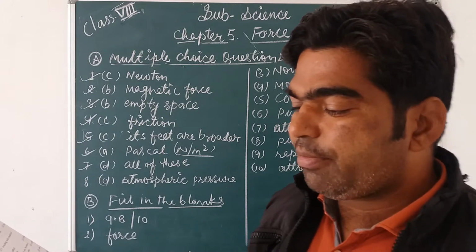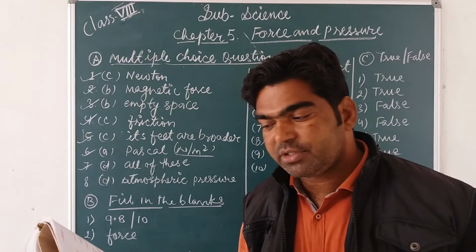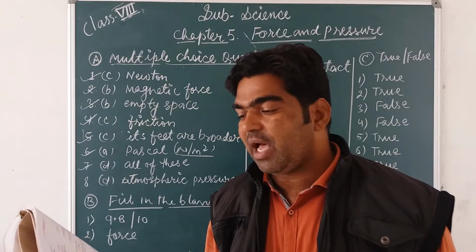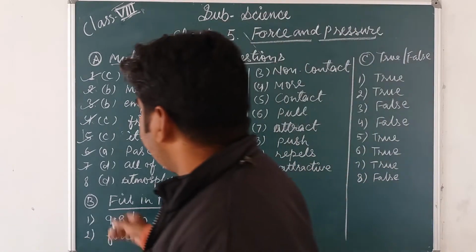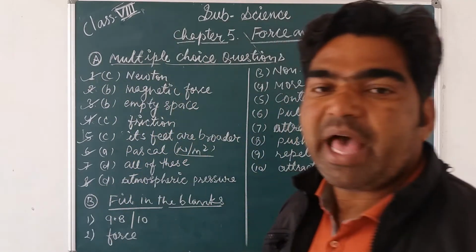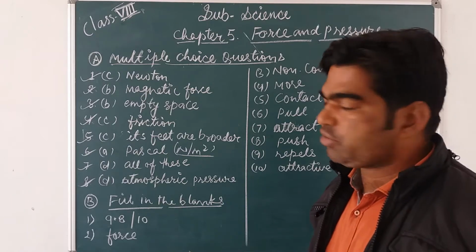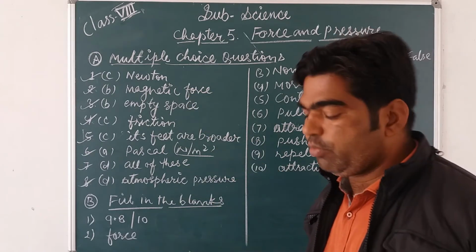Due to the gravity of the earth, no. Pressure of water, no. Shape of the rubber bulb, no. So the final answer is option D, that is, due to atmospheric pressure. So these are the answers of the MCQs. Everybody can note them down in your notebook.